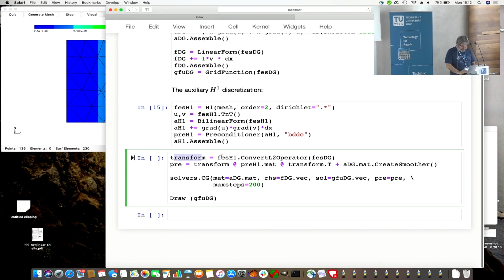set up a transformation operator, either the one from above, but if we are going to L2, we have also built-in conversion operators to L2. So the H1 can provide a conversion operator to convert the H1 function represented in an L2 function space.